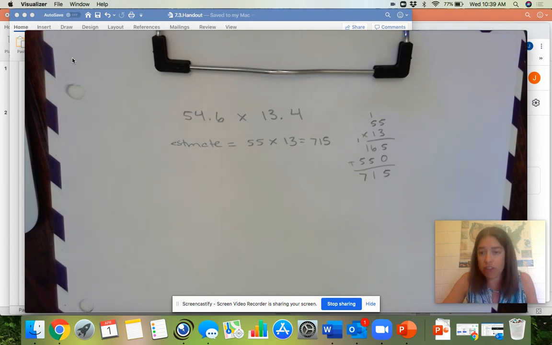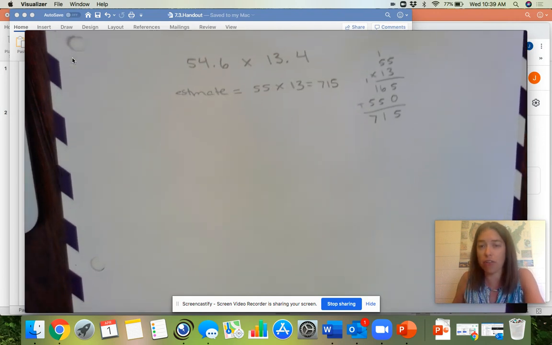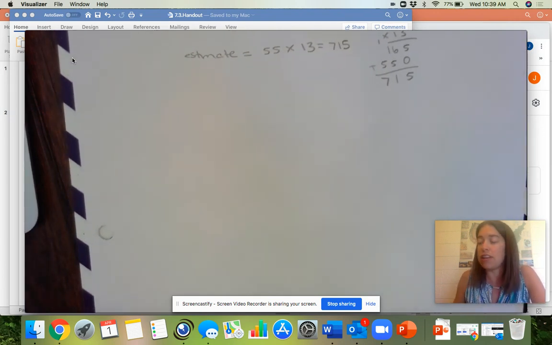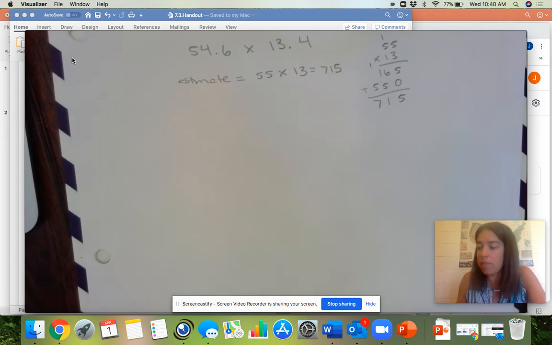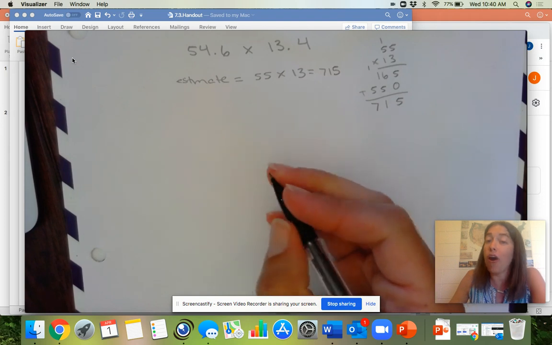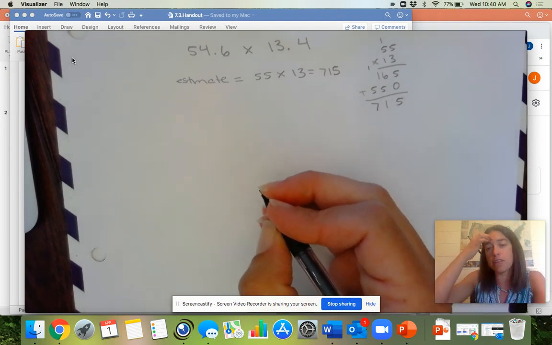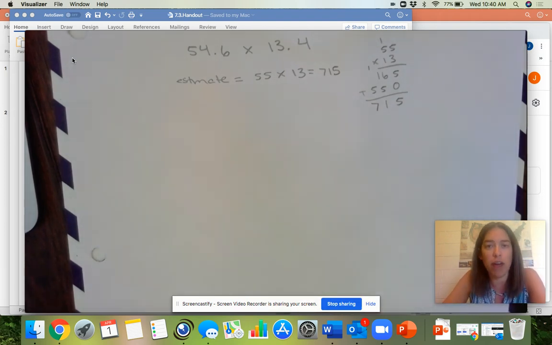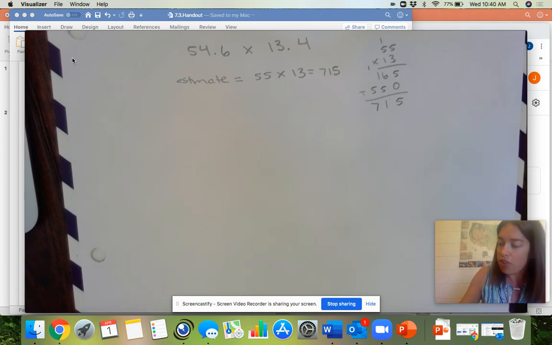Some of us are starting to feel more and more confident with the standard algorithm. So let's take a look at how we use the standard algorithm to solve it. If you did not solve it using the standard algorithm, I want you to find some space on your paper to solve it with us. If you already solved it using the standard algorithm, you're just following along and making sure what you have matches what I have. So I'm going to set up my problem.